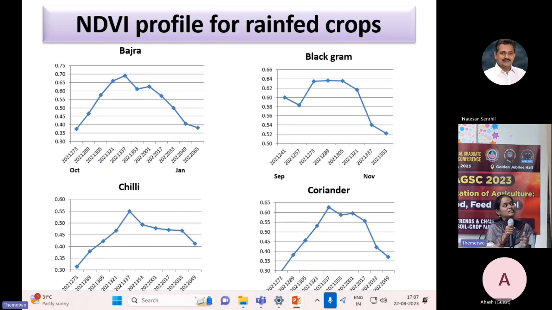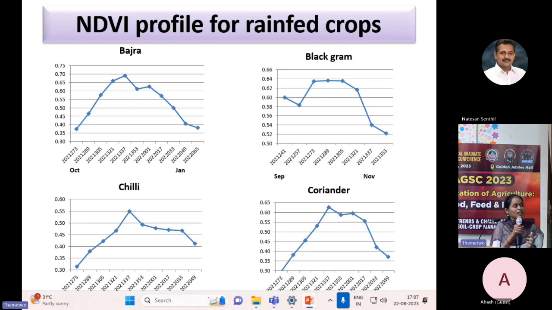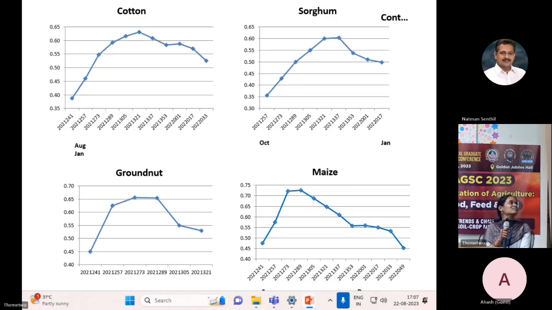The first one is bajra. It starts from the month of October and ends in January. For green gram, it starts in September and ends in November. Chili starts in October and ends in January. Coriander also starts in October and ends in January. Next, the topmost curve is for moth bean. This starts in the month of August and ends in January.